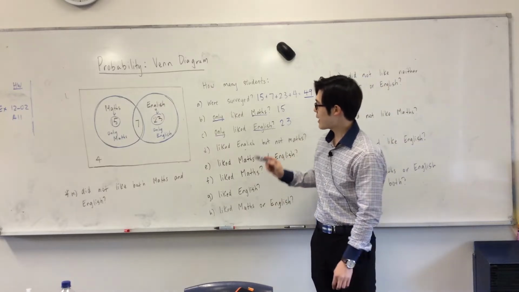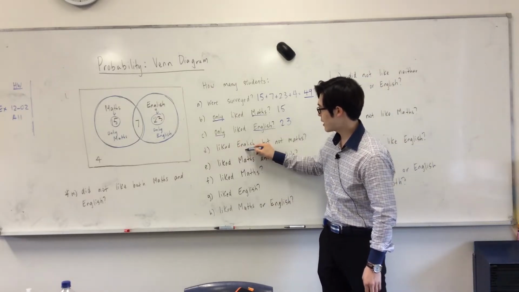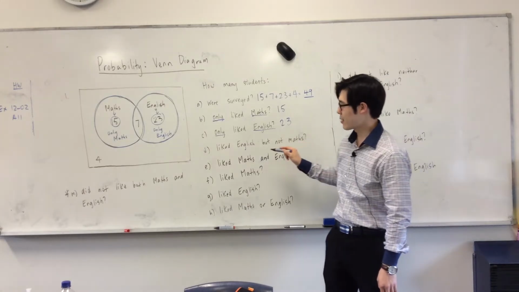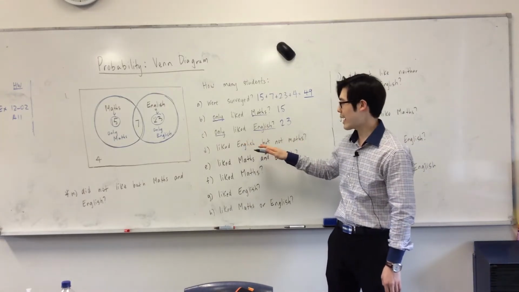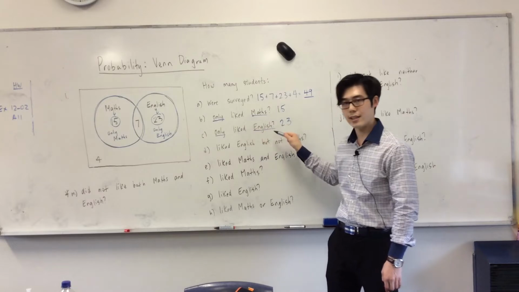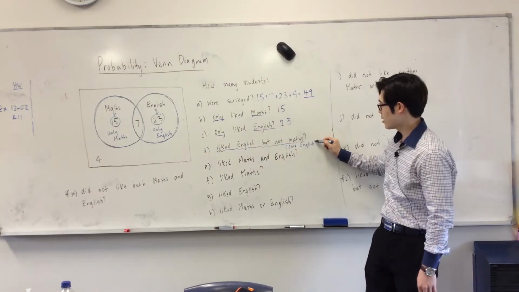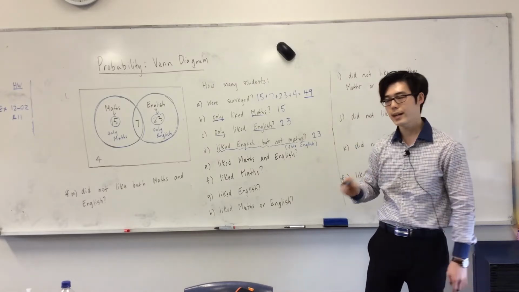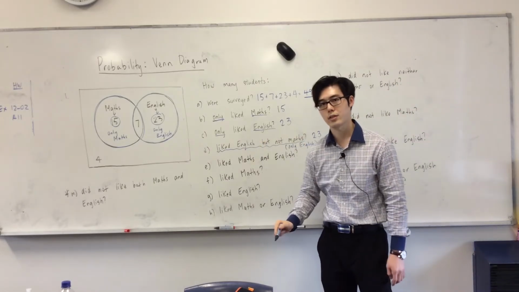Now, next question. How many students liked English but not maths? If you think about it, that's the same question as how many students only liked English. It's the same question as above, and we found that answer from above, which is 23. It's just another way of rephrasing the same question.